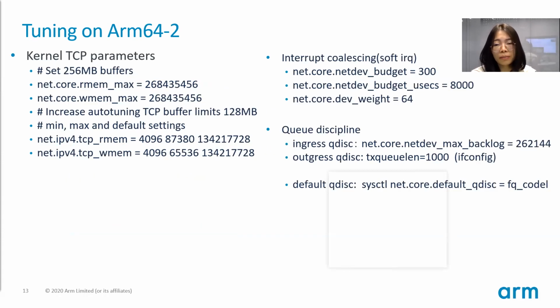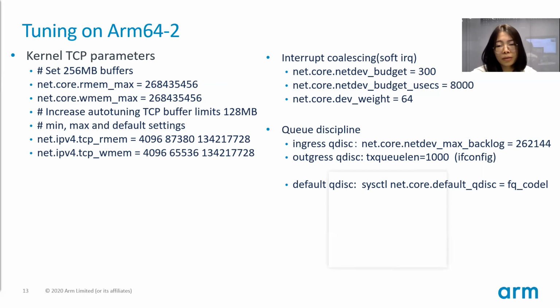And for kernel TCP parameters, we can set the TCP buffer size according to our applications. And soft interrupt coalescing is about how many packets or how long the NAPI can poll. It's set by the net device budget, net device budget milliseconds, and device weight, these 3 parameters. And it's different from the hardware interrupt coalescence.